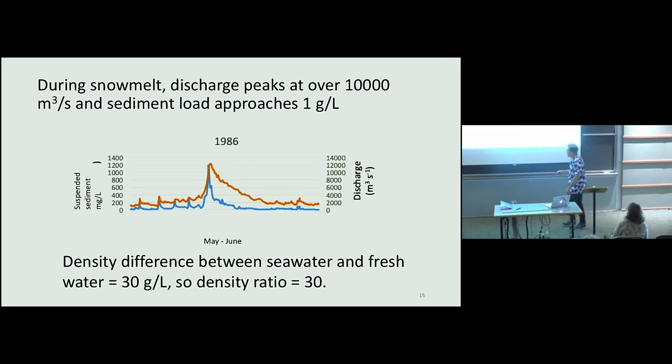The seawater freshwater difference is about 30, so the density ratio you'd expect is about 32. So this is a number that you might be able to compare with the lab experiments, but it's not quite obvious how to do that.